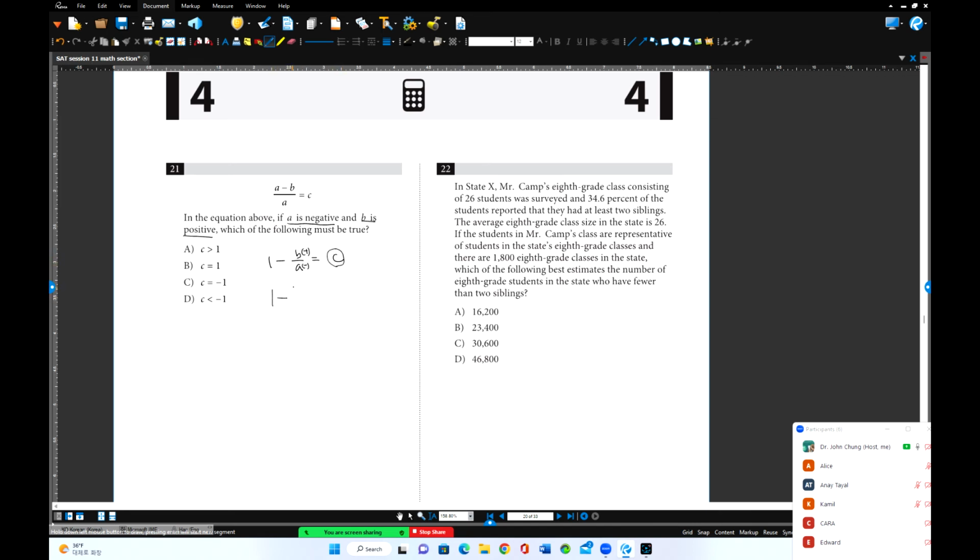1 minus, what is this number? Positive divided by negative is what? Still negative, isn't it? Okay? Negative some number. You can use negative some number K. That means 1 plus K equals C. Are you okay with this? So C is what? Greater than 1 over here, okay? So C is greater than 1 is the answer, okay?